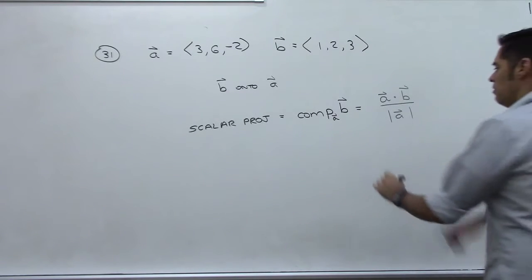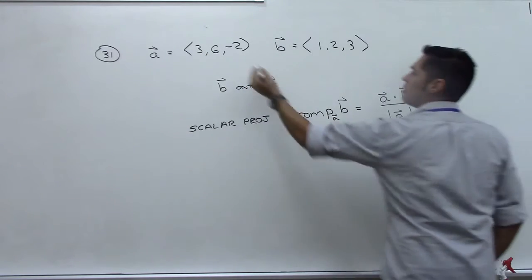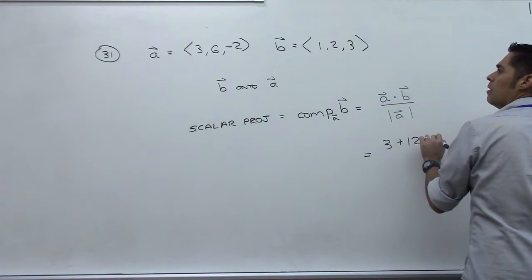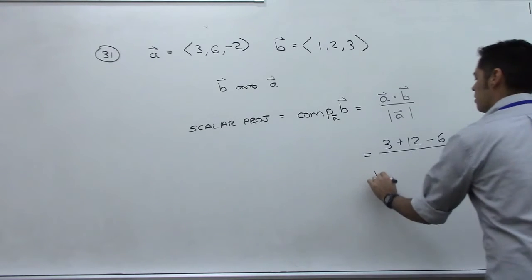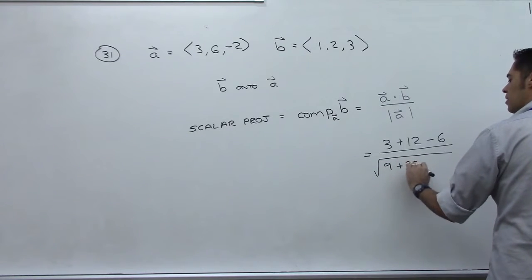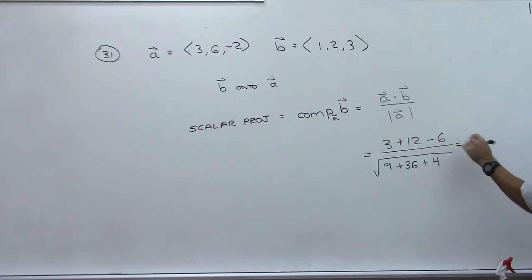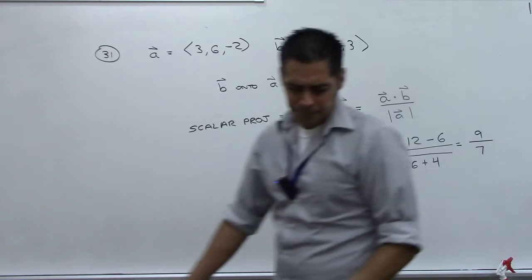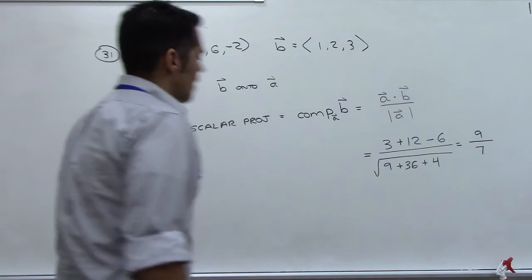So we need to dot these two. So let's dot them. You get 3 plus 12 minus 6 over the magnitude of A, which is the square root of all the components squared. So 9 plus 36 plus 4. So you have on top 9, on the bottom, what's that, 45, 49, square root of 49 is 7. So 9/7. This is for 31. 9/7. All right, and that's it.